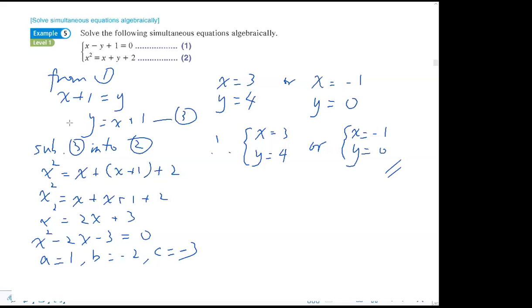So in this example, what we have done in extra is that we need one step to change the subject to be y. Sometimes it is y, sometimes it is x. It doesn't matter. Okay, it doesn't matter.